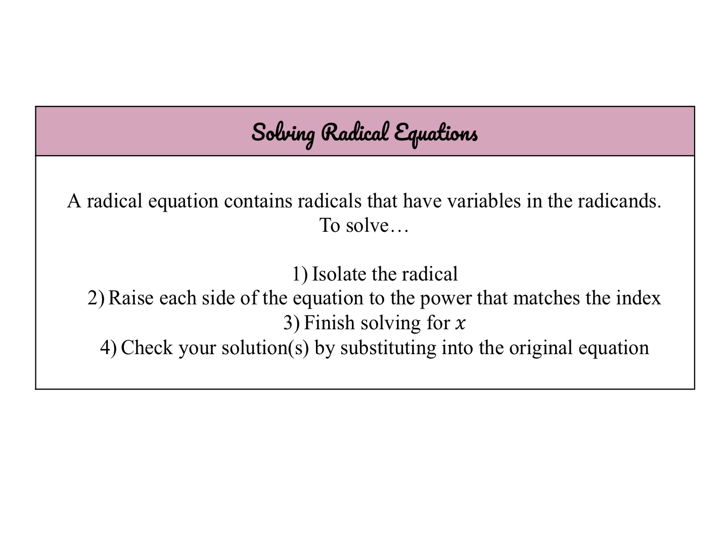To solve a radical equation, which is an equation that contains radicals that have variables inside the radicands, first we isolate the radical, just like in the warm-up how we isolated the x squared term. Then we raise each side of the equation to the power that matches the index. So if it's a square root, we square both sides. If it's a cube root, we cube both sides, and so on. And then we finish solving for x.